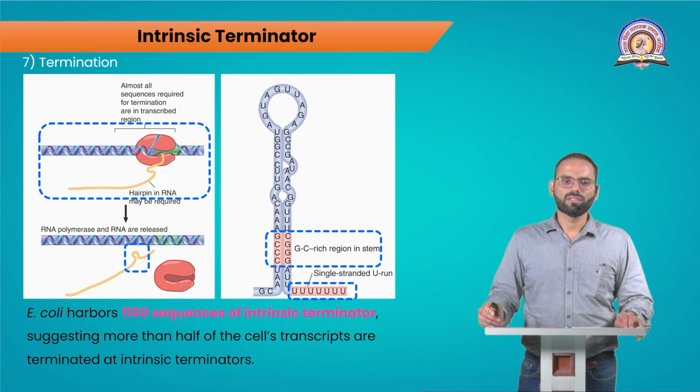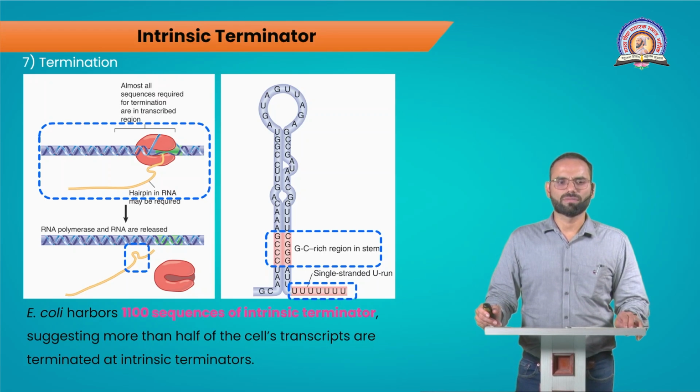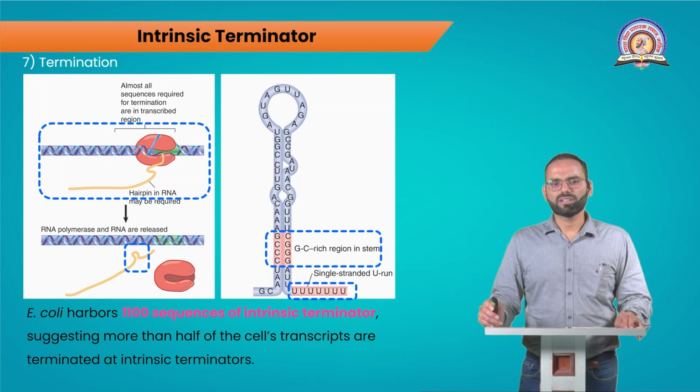In E. coli, more than half of the sequences undergo intrinsic termination. As after sequencing, 1100 sequences of this intrinsic terminator have been found in the case of E. coli.